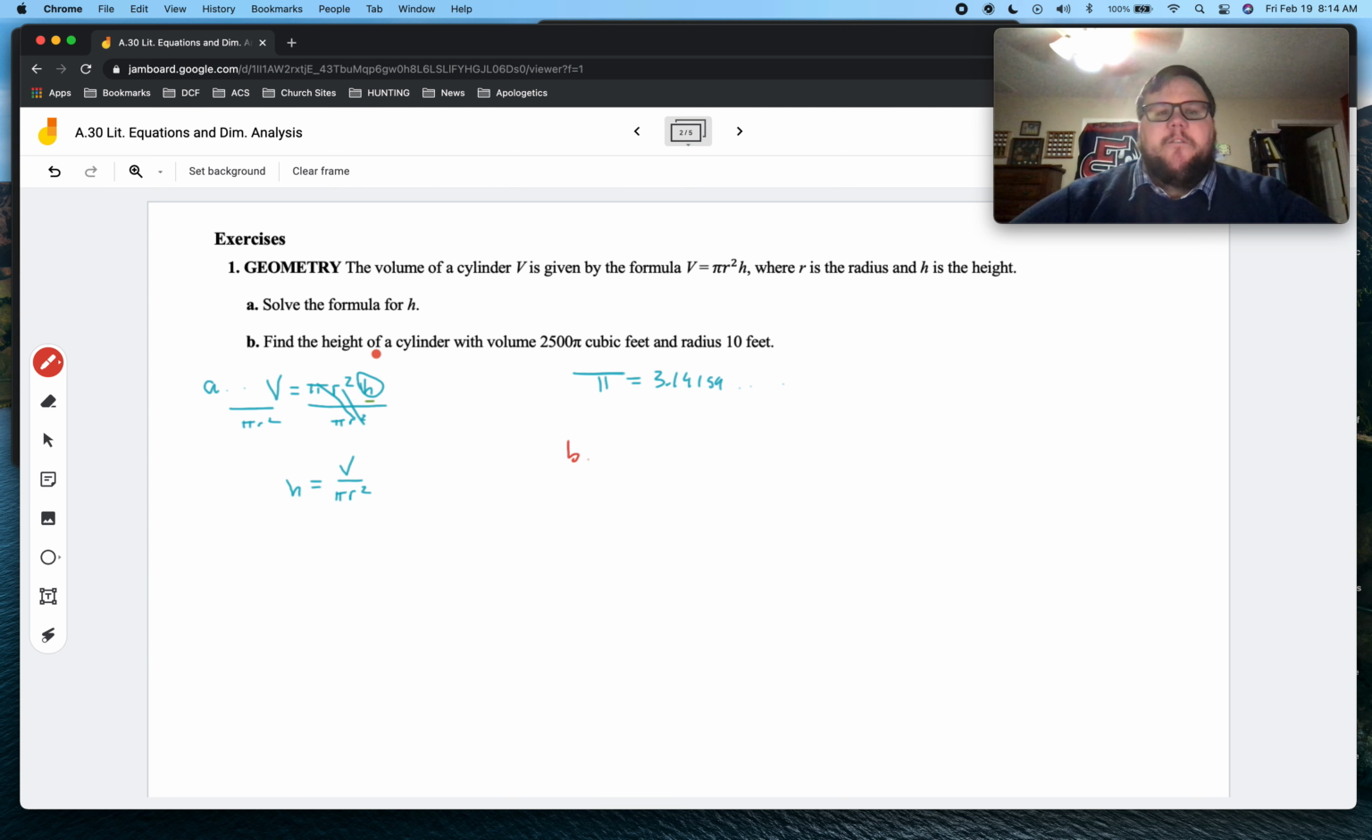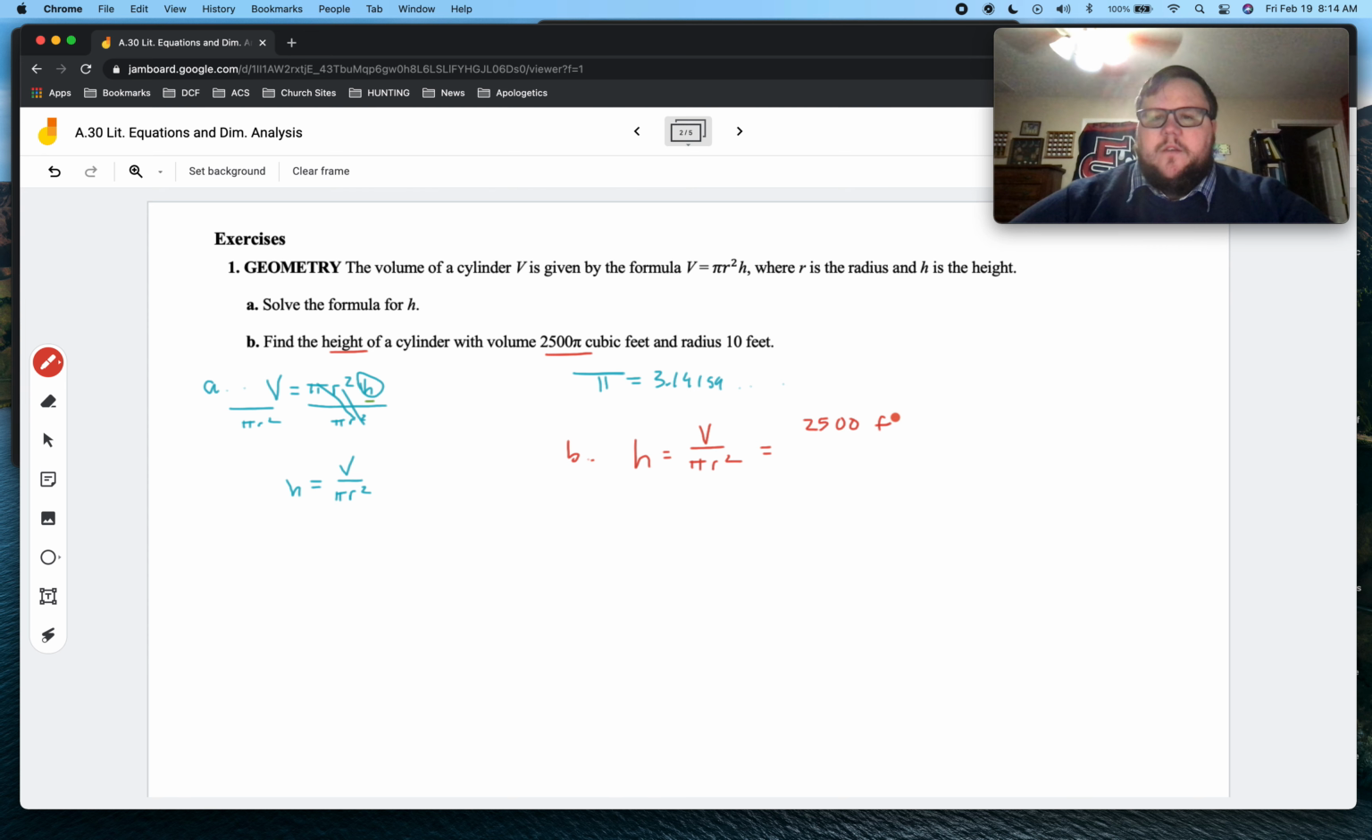So, for part B, it says find the height of the cylinder when the volume is 2,500 pi cubic feet and the radius is 10. So I'm just going to plug in. H is what we're solving for, but we already solved the equation for H, equals volume over pi r squared, which equals, we have our volume is 2,500 cubic feet.